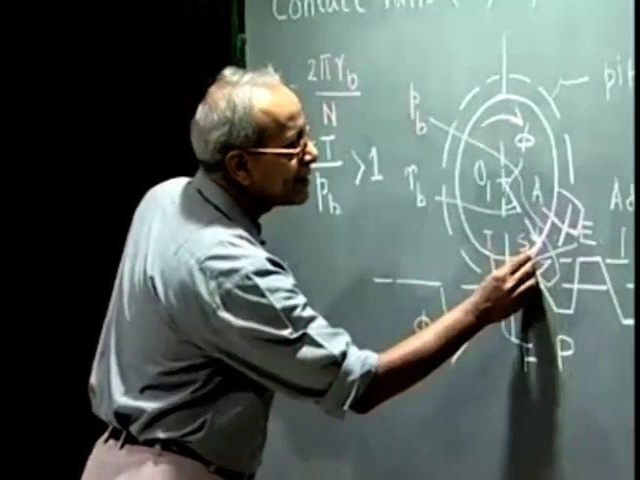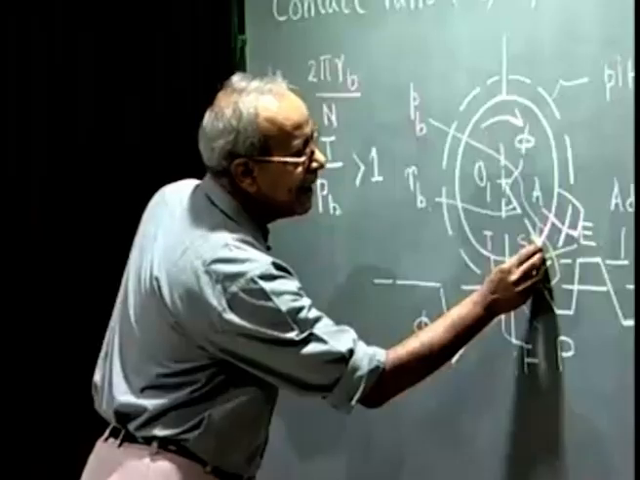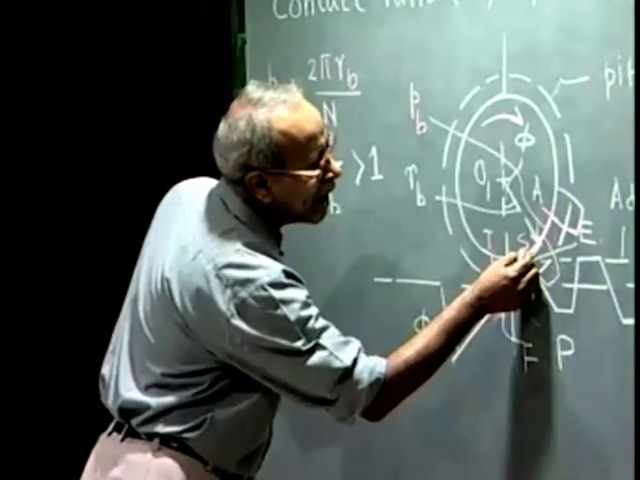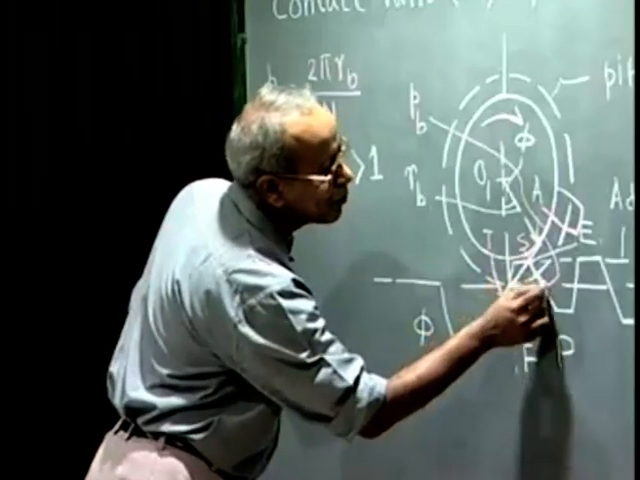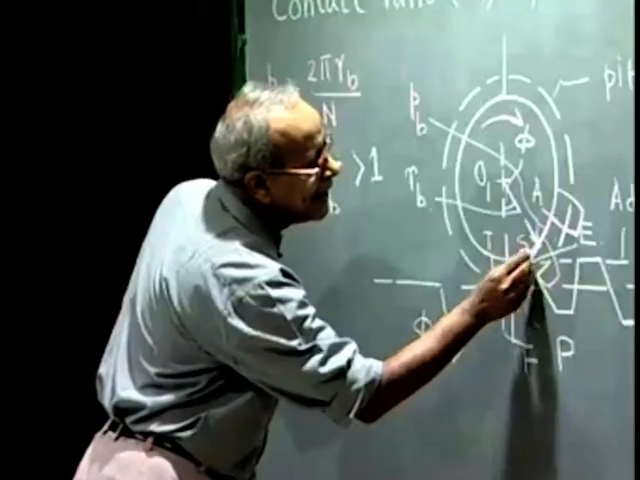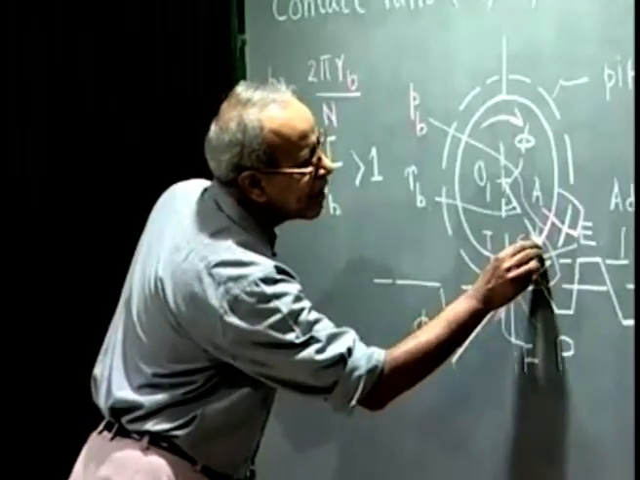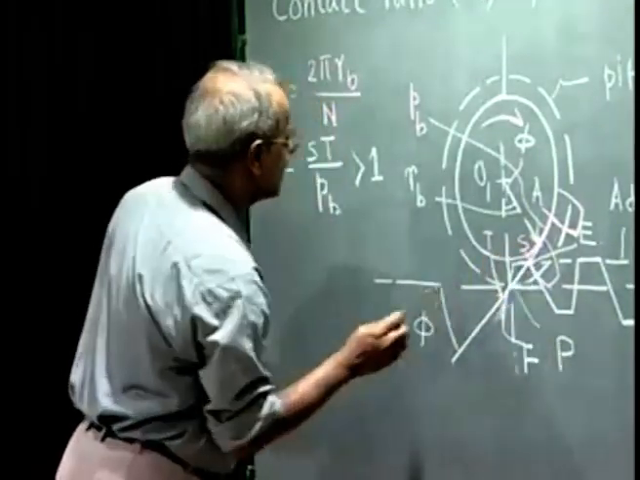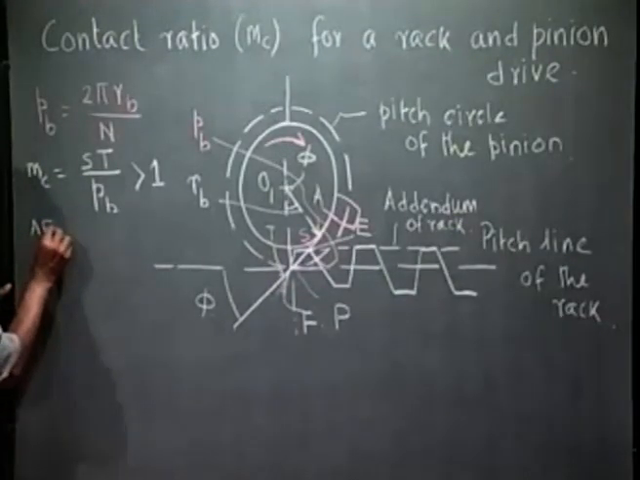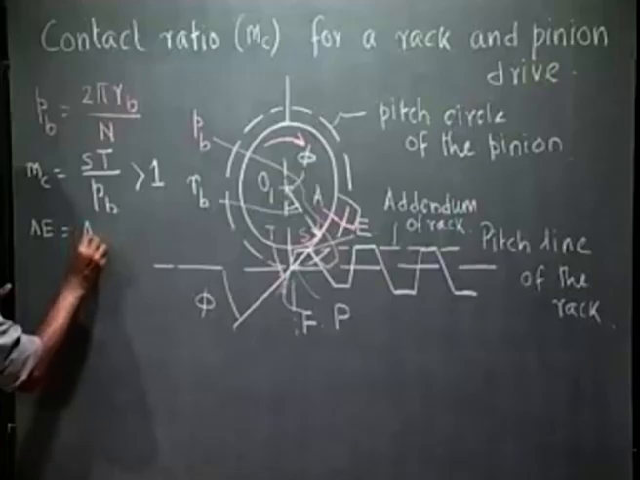So AS is nothing but AE. AE is the string length which was wound onto this base circle, and by unwinding I have generated this involute profile. Because it is an involute profile, the distance AE is the same as the distance measured along the arc of the base circle, AS. So, AE is the same as AS.